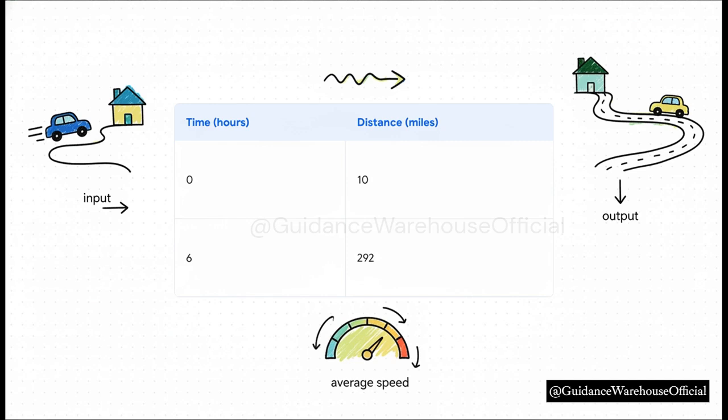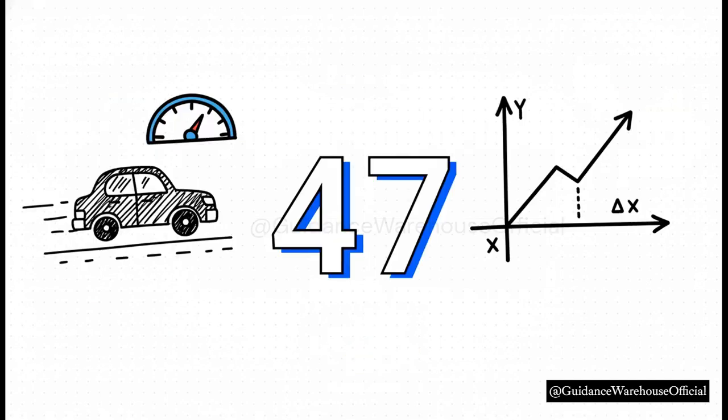So our input variable here is time, and our output variable is distance. And we want to figure out her average speed over the 6-hour interval. So we just apply our delta y over delta x formula, right? The change in distance is 292 miles minus 10 miles. That's 282 miles. The change in time is 6 hours minus 0 hours, which is just 6 hours. When we divide that out, 282 divided by 6, we get 47. Boom. Anna's average speed, which is her average rate of change, is 47 miles per hour.